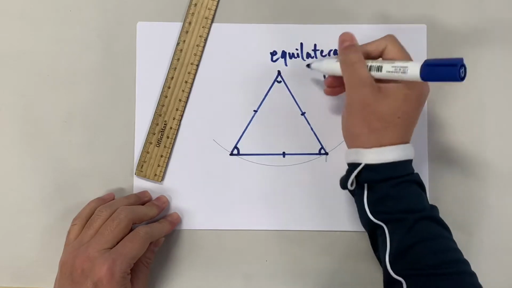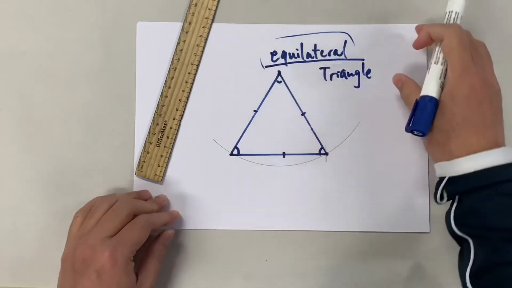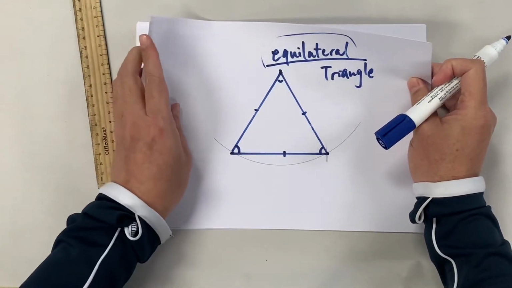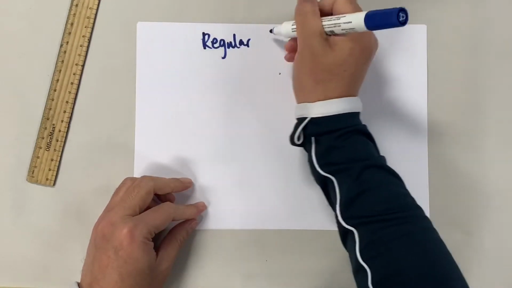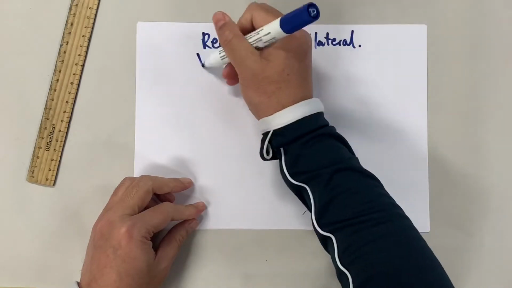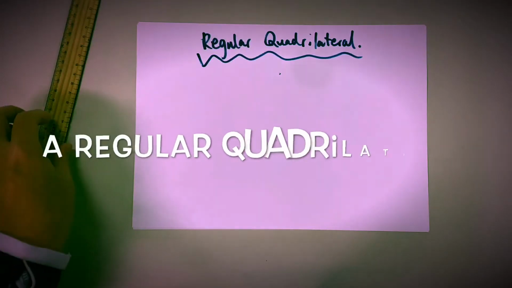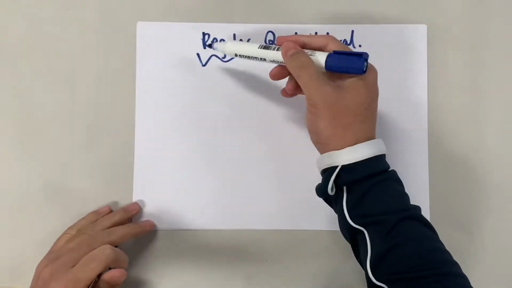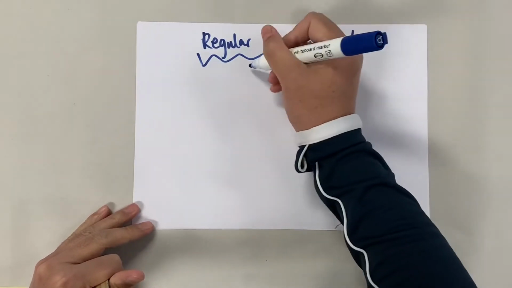Now, equilateral means equal sides, right? Means equal length. So, what about a regular quadrilateral? Can you draw a regular quadrilateral? Let's pause the video. Now, a regular quadrilateral, is it an equilateral quadrilateral?